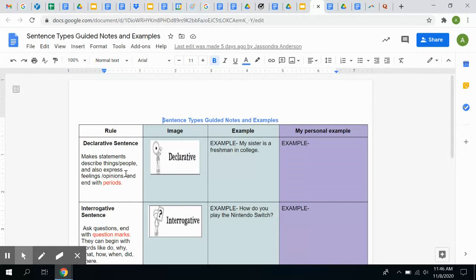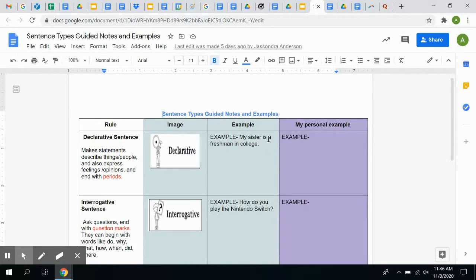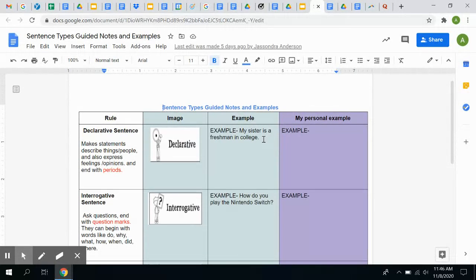And so this picture here is of someone holding up a little period sign because declarative sentences always end with periods. So the example put here by Miss Anderson is, my sister is a freshman in college. So this is a statement about something that is true, or maybe false, but it's a statement about something that is, right? So we end this type of sentence with a period.